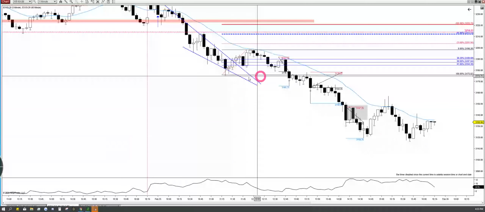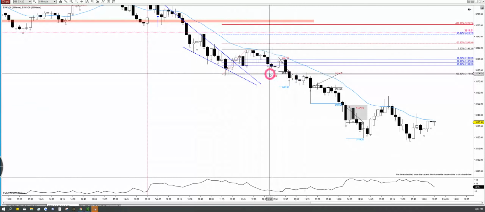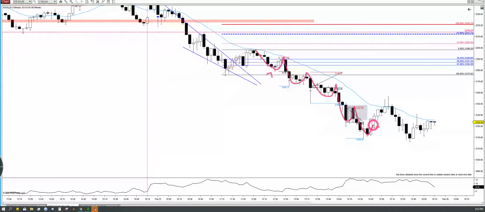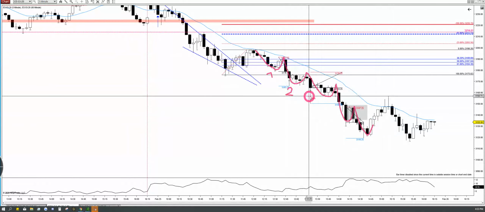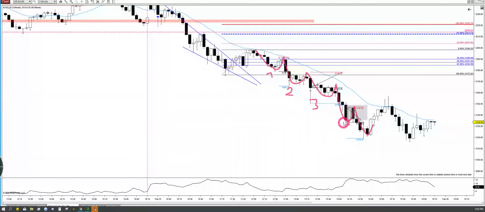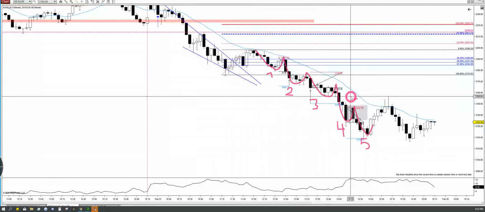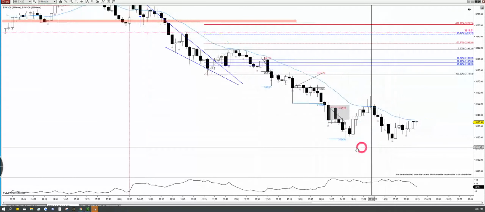Look how many times market made lows. First one comes down, pulls back, comes down, pulls back, right? Comes down, pulls back, comes down, pulls back, finally comes down, starts to pull back again. How many times? 2, 3, 4, 5th. I mean, this is just exhaustion. How do you know this is an exhaustion?